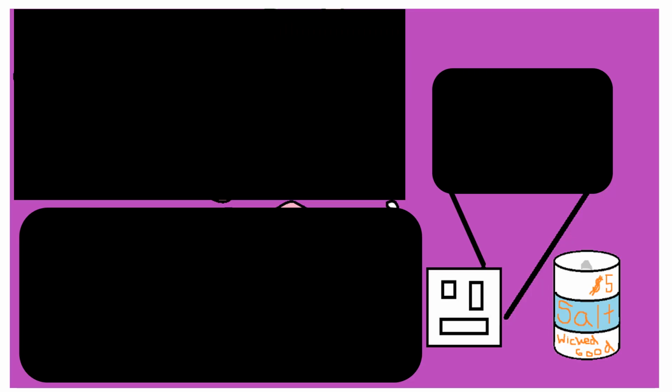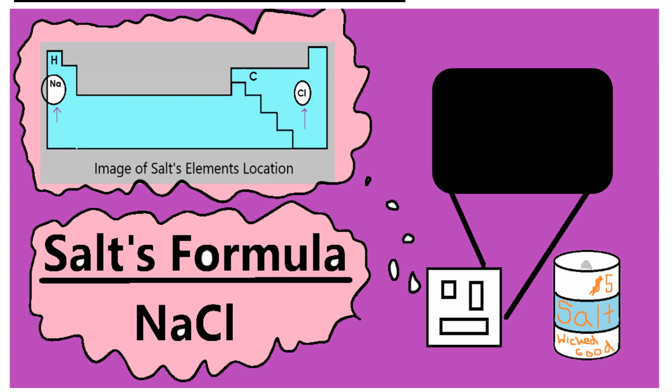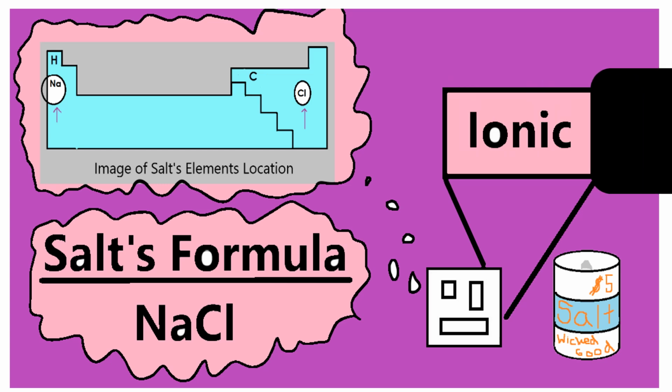Here's an example. Looking at salt, what's the bond type that holds salt together? Well, in order to know this, you would need to know salt's formula. And you've got sodium and chlorine. Sodium is a metal and chlorine is a nonmetal. Therefore, you'd expect this to be ionic bonding.